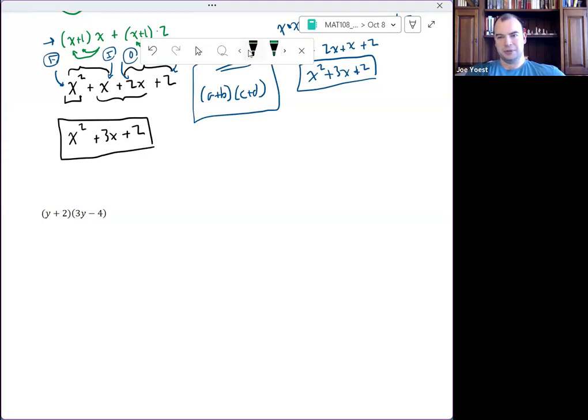Okay, so if we look at an example like this one, y plus 2 times 3y minus 4, my firsts are y times 3y. My outers, I want to be careful of bringing that negative along for the ride. So my outers are minus y times 4. My inners, 2 times 3y. And my lasts, 2 times negative 4.